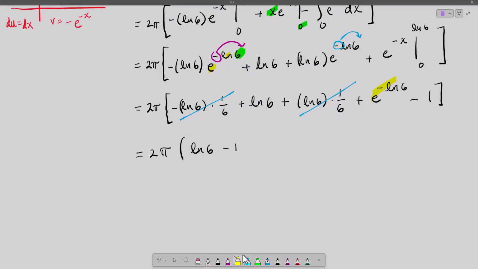Now we have to deal with this thing. And once again, the minus comes up into the exponent position, giving us 1/6 on the inside. So we're going to have a plus 1/6. And our final answer will be 2 pi multiplied by ln 6. We can combine those terms, and we will get minus 5/6. And that will be our final answer.